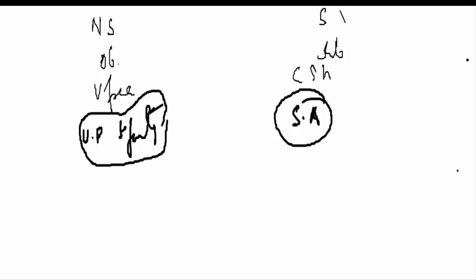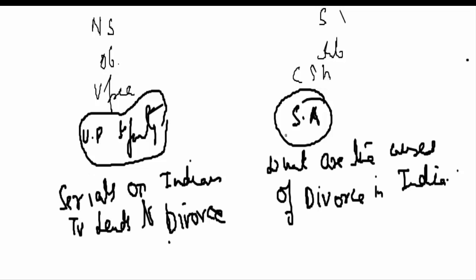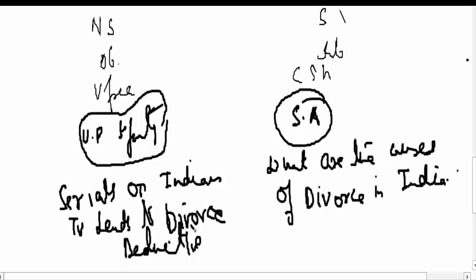This is the point. Now, let's take an example of some research. Say we claim that serials on Indian television lead to divorce. This example will give you a proper insight. So we already have a theory. That's what we sometimes call deductive, even though we will take up the deductive approach separately. It is deductive, or theory testing.